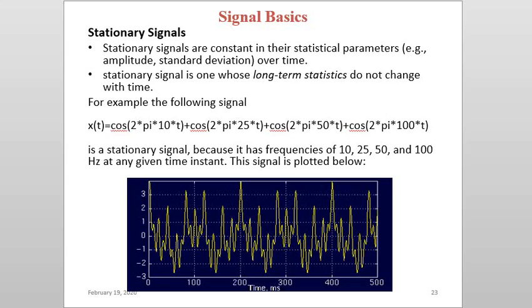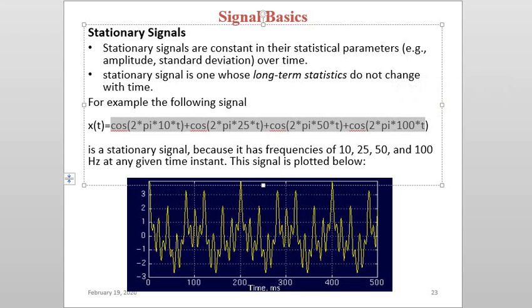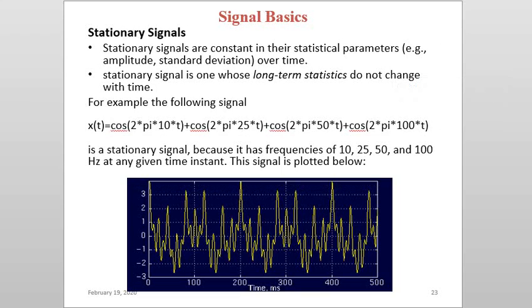A stationary signal is one whose long-term statistics don't change with time. That means the statistics of the signal from 0 to 100 seconds are the same. From 200 it remains the same, 300, 400, 500 and so on. If we go to infinity, the function generating this signal will remain the same. This is known as a stationary signal.